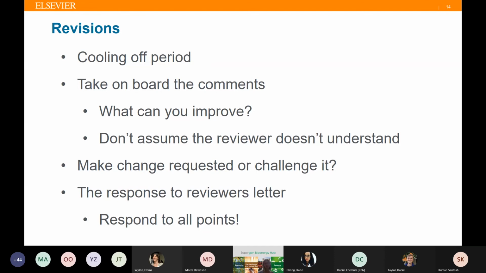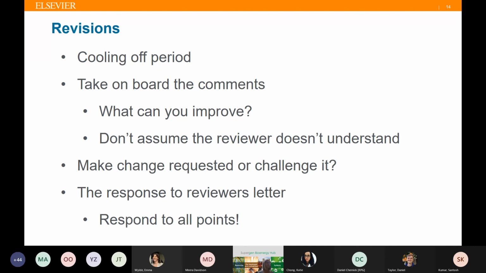You either have to make the change requested for each point or you challenge it. Challenging it is sometimes appropriate. If you feel that the reviewer has mistaken something, or if you feel that there is more information that you have not yet disclosed that you can provide to support that, it may be worth challenging the comments. But I would say that 80% of the comments that I send out are best responded to by modifying your submission to address the reviewer's concern.